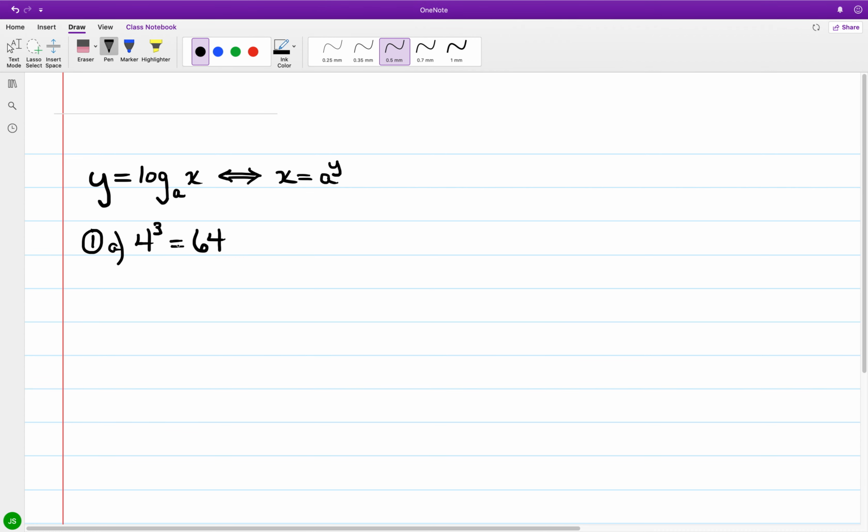If I write this with the exponential base explicitly given to the y power, I have that 64 is equal to 4 raised to the third power. So in the layout, x is equal to 64, the base a is equal to 4, and y is equal to 3.